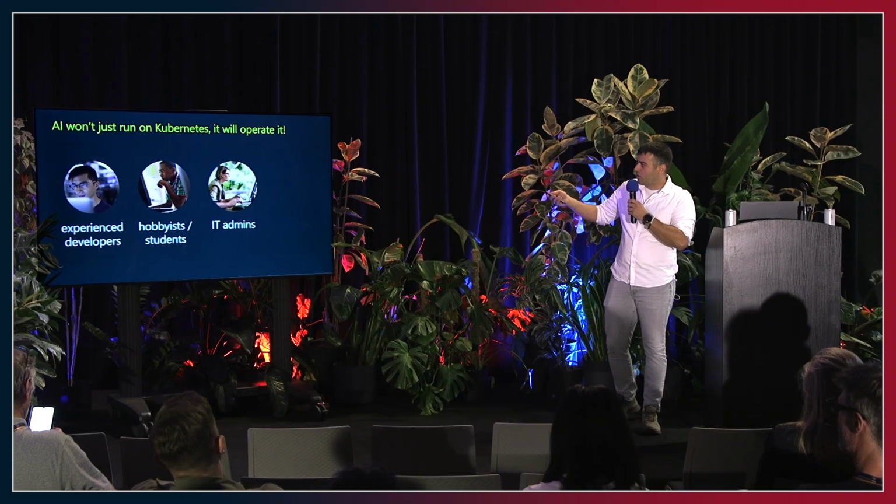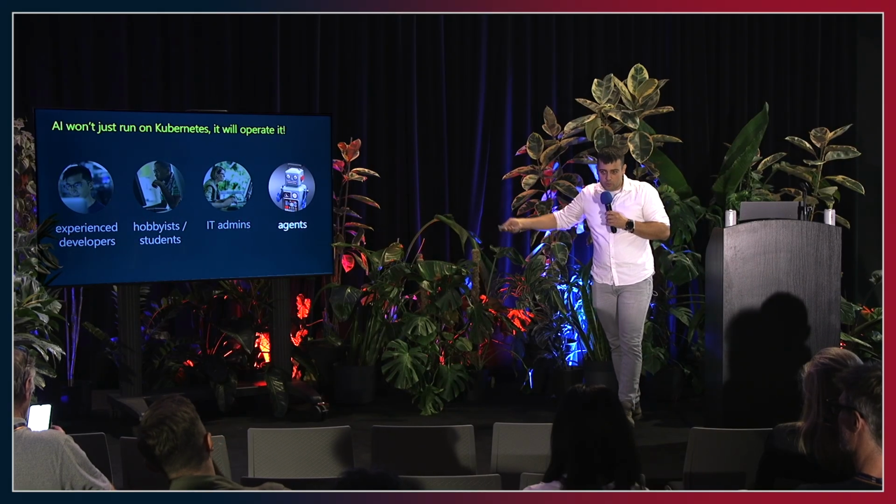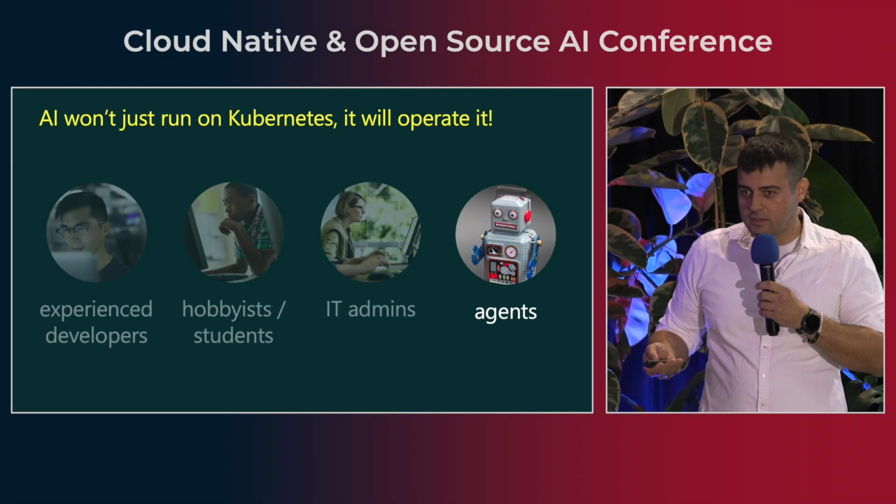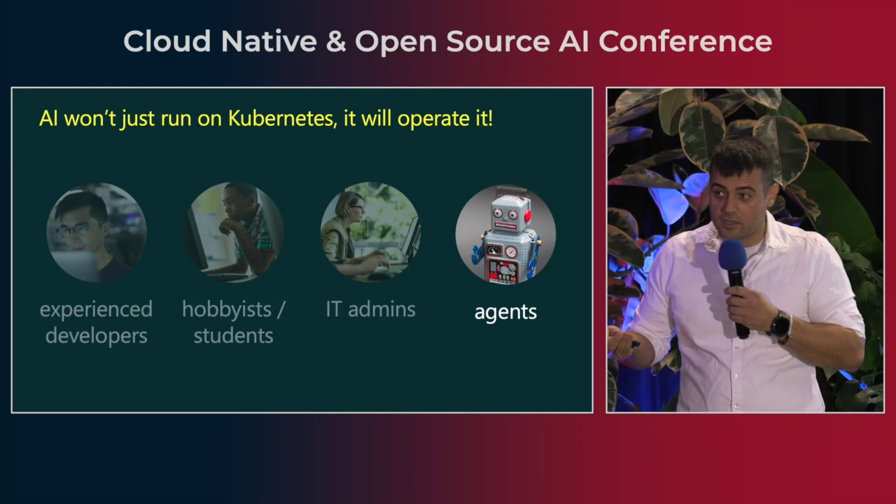After the demo, obviously AI won't just run on Kubernetes, but for some use cases, for example an SRE type of use case, an agent could be equally a user of Kubernetes. So the presentation is also about how we are going to make Kubernetes enabled for agents to be able to communicate with it efficiently and securely.